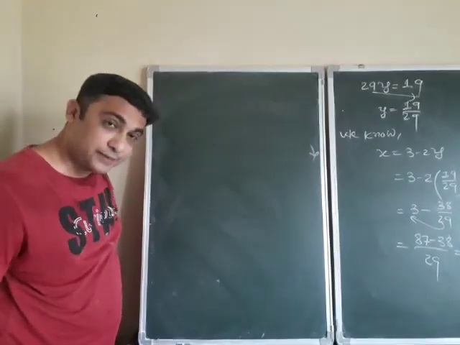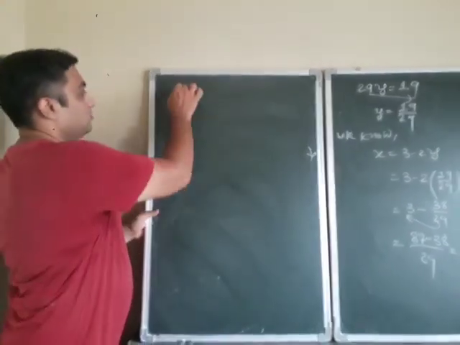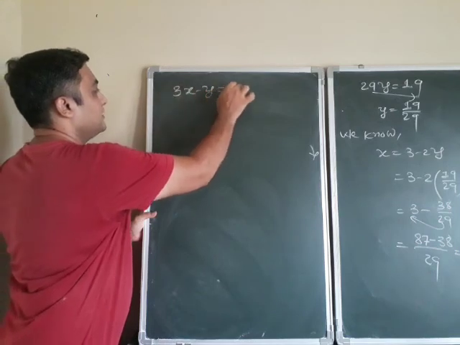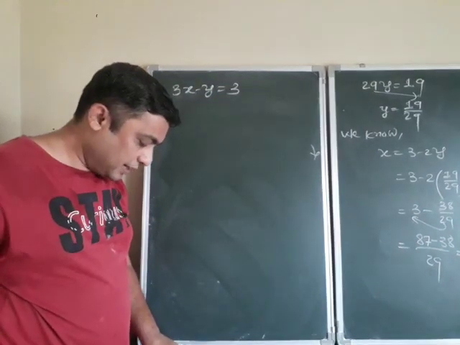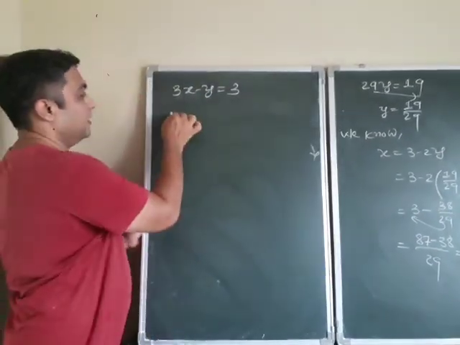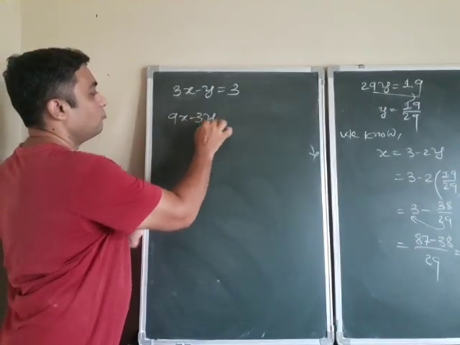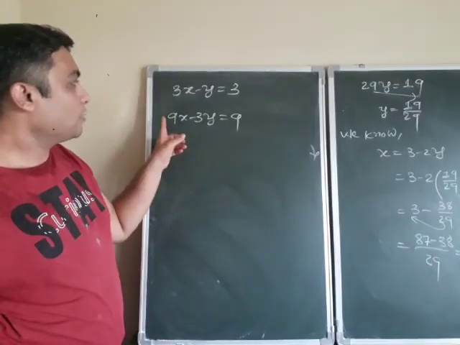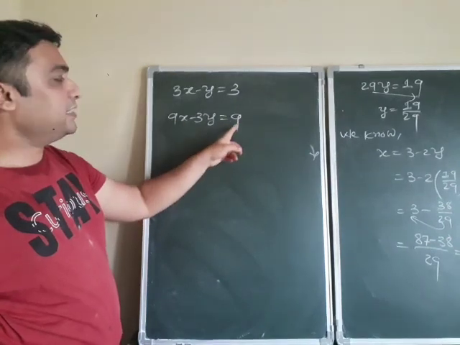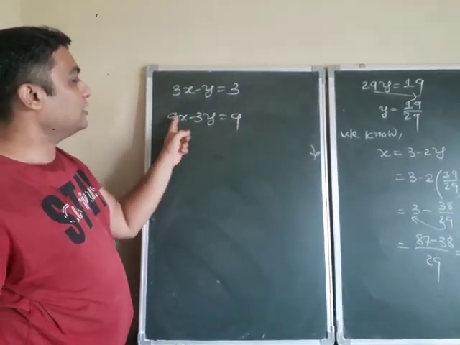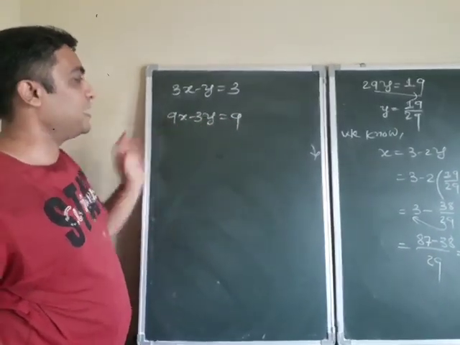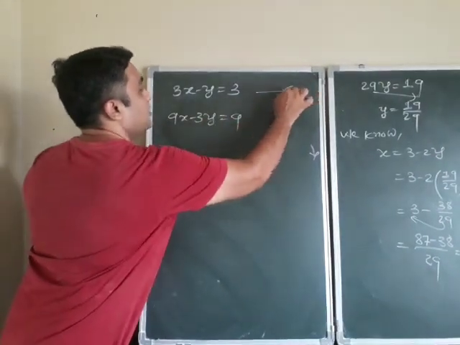चलिए रेडी. See 3x minus y is equal to 3. First equation. And second equation 9x minus 3y is equal to 9. Now see the second equation. It is not in its lowest form. It means all the terms are divisible by 3. So first I divide by 3. So this is my first equation.